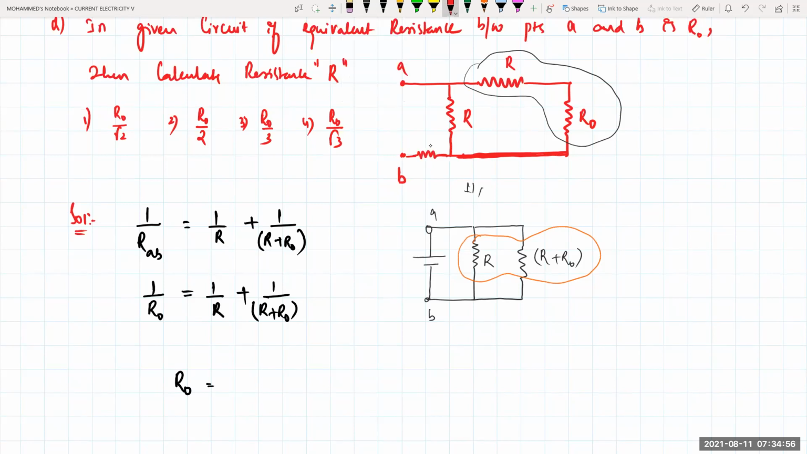Okay, that means here there is one more resistance. This one. This resistance is also equal to R. These two are in parallel, R plus R naught, and that is in series with capital R.